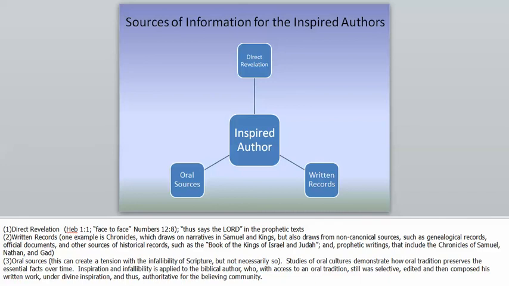So when we talk about how we got our Bible, one of the things we want to make sure is clear is who the author is. And any of the authors, whether we know them by name or not, are inspired. That's the primary designation, but they also are working in a context that would include lots of different input sources. So we talk about primarily three. Direct revelation.